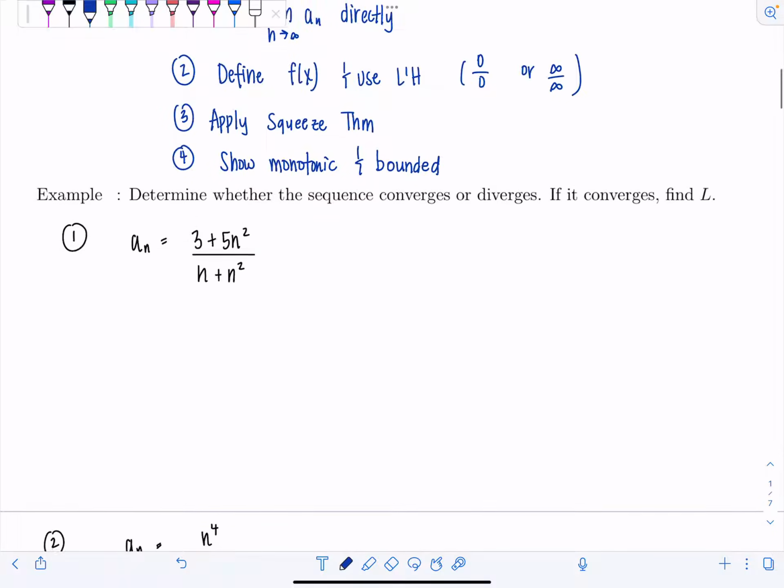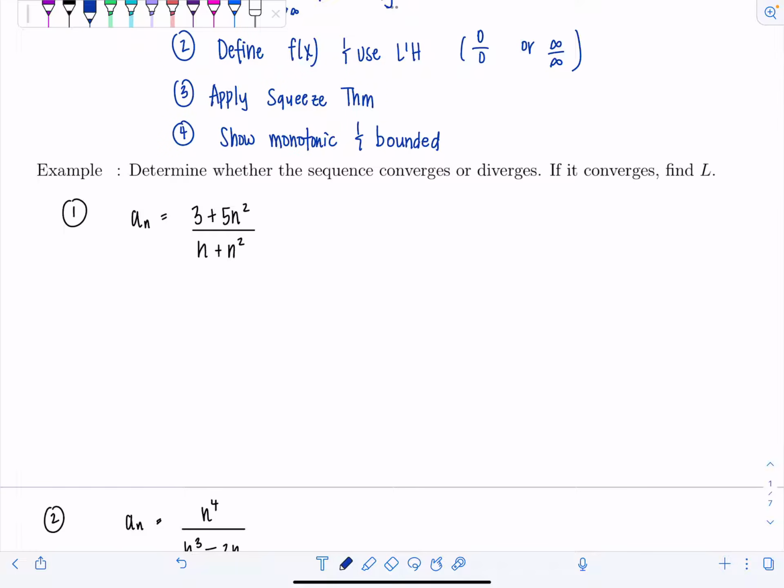So here we go. Determine whether the sequence converges or diverges. If it converges, find L. So I'm just going to start off, take the limit as n approaches infinity, and see what emerges. If this doesn't work out for me, then I'm going to go through my strategy list, okay? So here we have a rational expression, a rational function. Divide by the highest power of n that you see in the denominator. So in this case, that would be n squared. So I'm going to divide everybody by n squared.